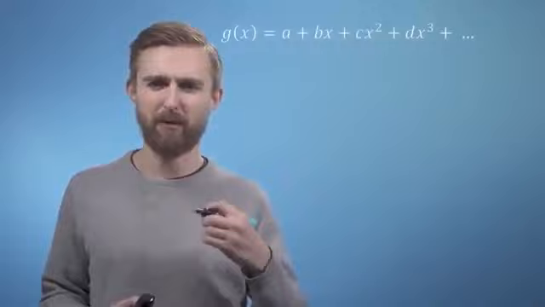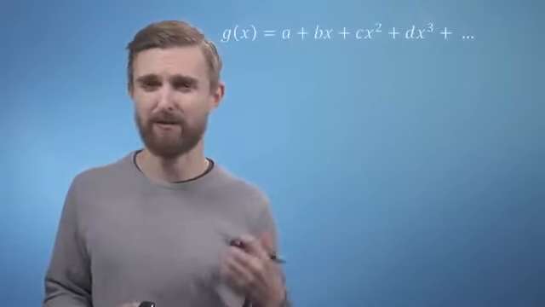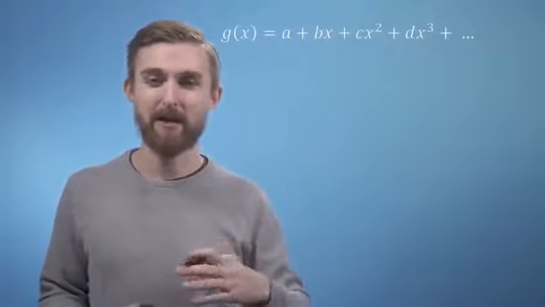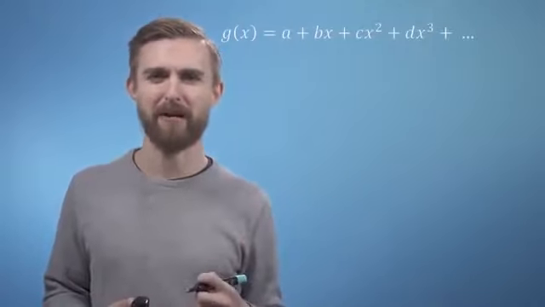Taylor series are also referred to as power series, and this is because they are composed of coefficients in front of increasing powers of x. So we can write a simple generalized expression for a power series as g of x equals a plus bx plus cx squared plus dx cubed, etc. Potentially going off for infinitely many terms, depending on what function we're considering.